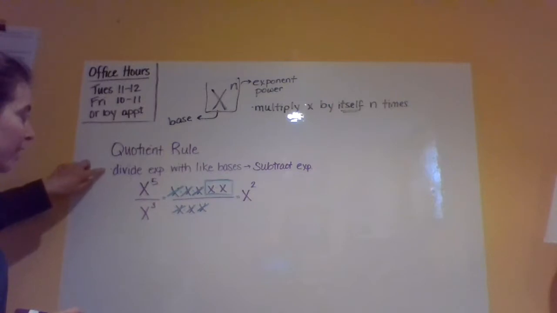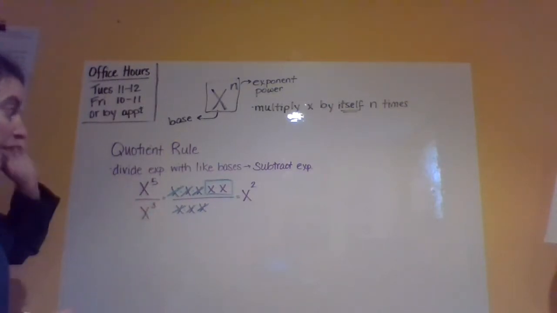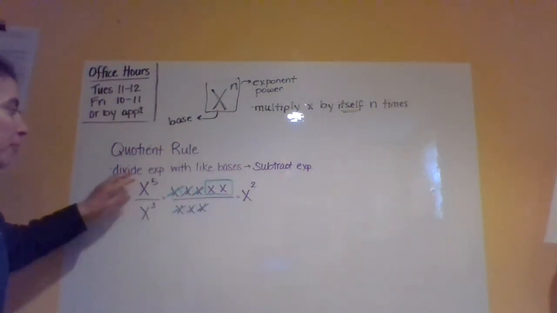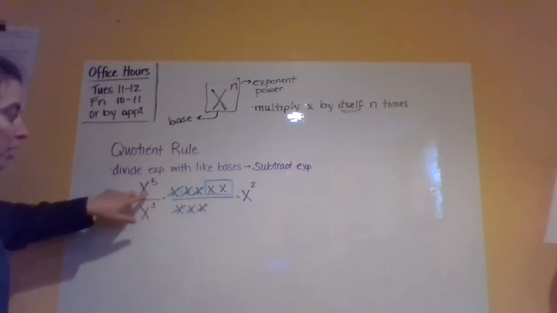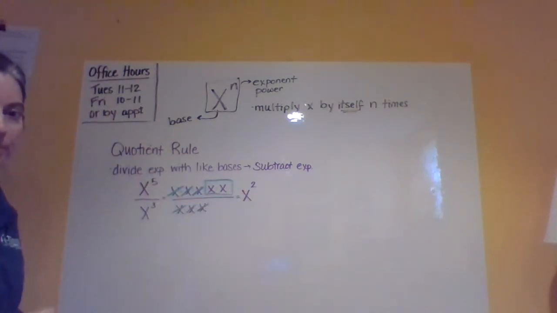Going back, we can see that's kind of why this rule is what it is. I take the exponents and I subtract them. I always subtract top minus bottom. This is again saying how many x's are multiplied by themselves here, how many are here. Since I'm canceling some of these out, the difference here is what's left.